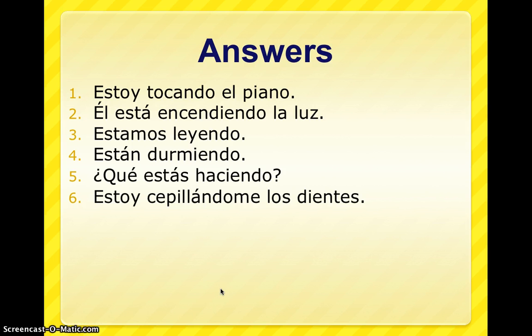Número 4, again, it's one of our examples of a stem changer. So the O, remember, only changes to a U. It doesn't change to a UE here. So we get están durmiendo. Número 5, ¿qué estás haciendo? What are you doing right now?